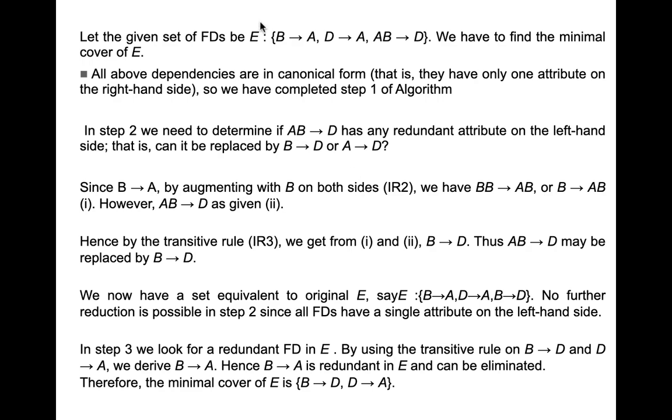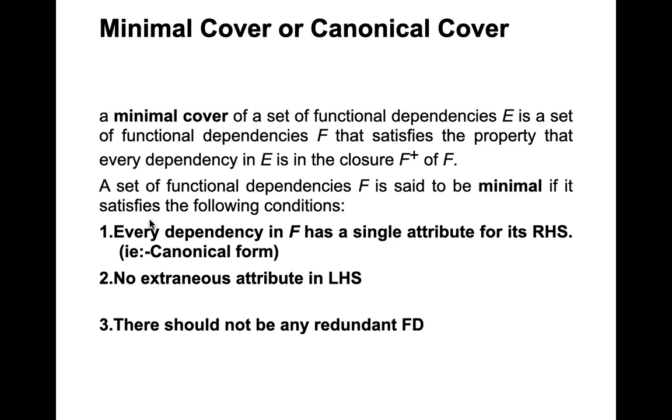Now consider the set of functional dependencies E is given. E has three dependencies. E is the set of functional dependencies. E contains B gives A, D gives A, AB gives D. And we are asked to find the minimal cover of E. So we will be trying to understand how to obtain the minimal cover using these three points.